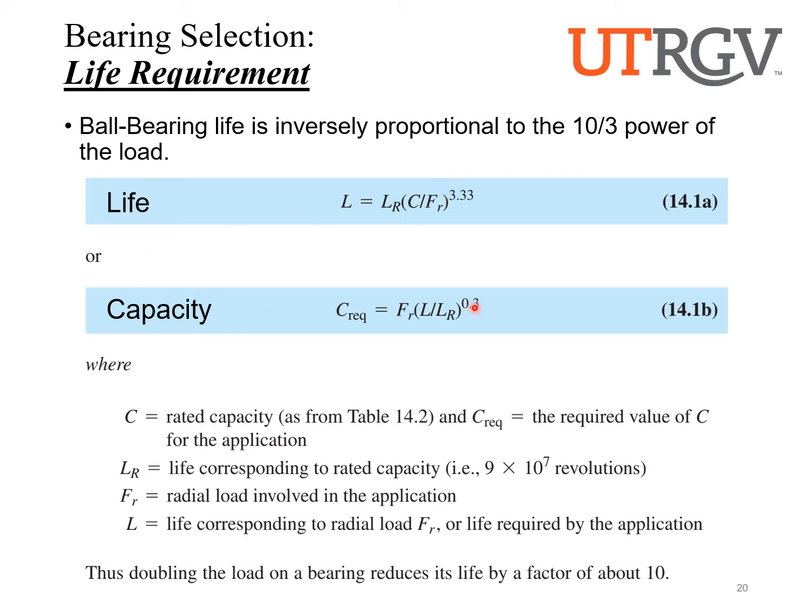If we're talking about the capacity formula, C req is the required capacity. Again, this is going to tell us the bearing size indirectly. FR is going to be the radial load. L is going to be the life in revolutions. LR is a rated life. So look at this ratio. It's how many revolutions we want divided by how many revolutions that bearing is good for, and then raised to the 0.3 power. And actually, I have these as if they're two separate equations, but really it's the same equation, but here we solve for L, and on the bottom one we solve for C. So if you were to solve for C in this equation, it would equal this one over here.